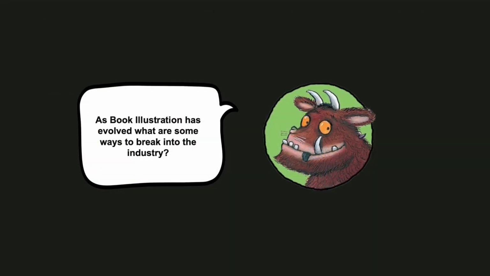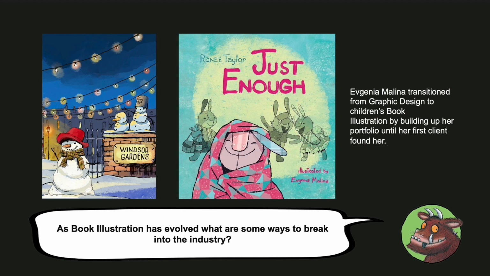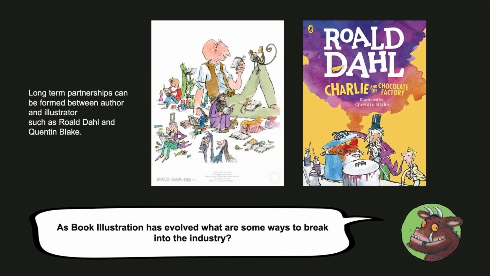As book illustration has evolved, what are some ways to break into the industry? The process often begins with a freelance illustrator getting in contact with publishing houses. Companies such as Penguin often use their agents to scout for illustrators via social media or art fairs. Evgenia Molina explains that she transitioned from graphic design to children's book illustration by building up a portfolio until her first client found her. She dealt with rejections and no responses in the beginning. Despite all this, she is now a full-time book illustrator. The collaboration process between author and illustrator defines the outcome of the book. Long-term partnerships can be made if the two creatives mesh well together, such as Roald Dahl and Quentin Blake.